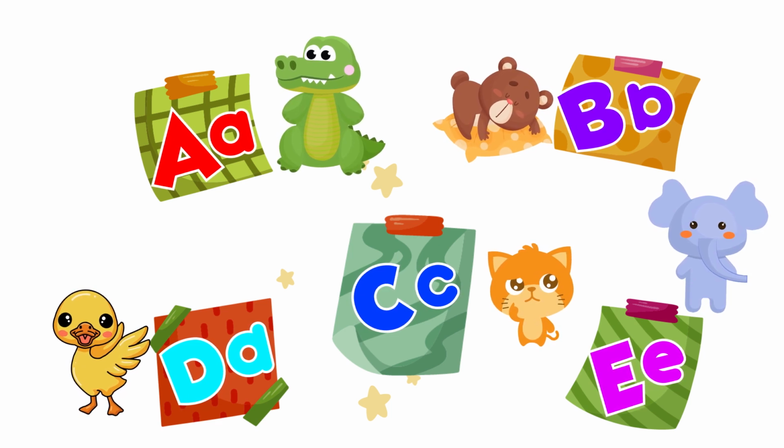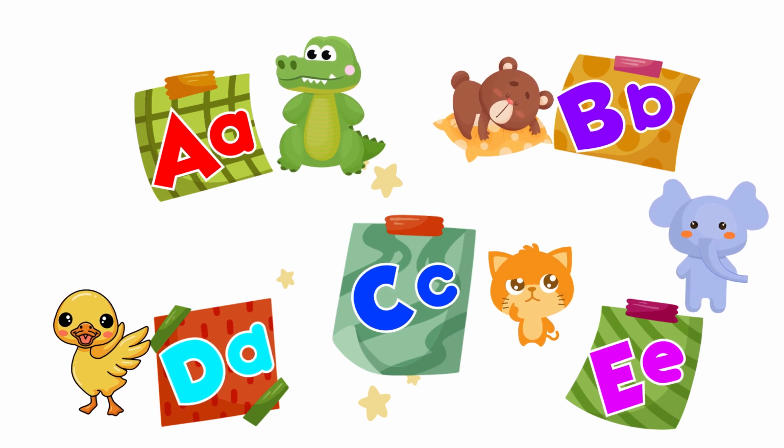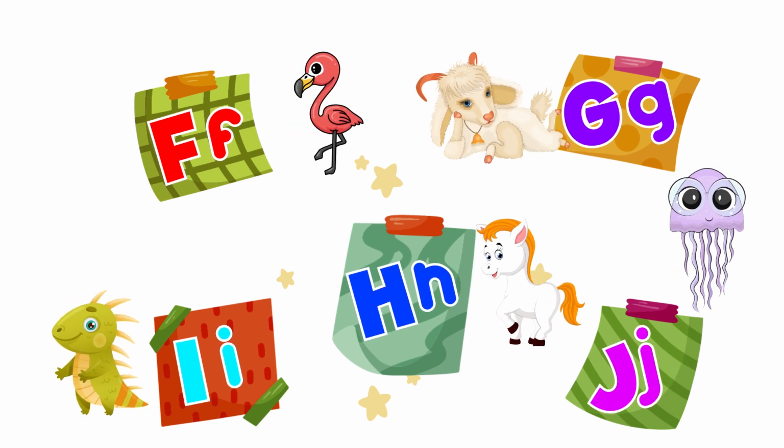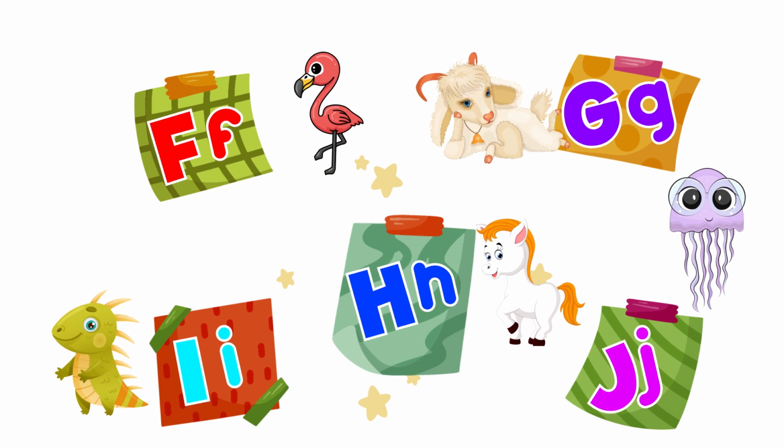D is for duck, d, d, duck. E is for elephant. G is for goat, g, g, goat.